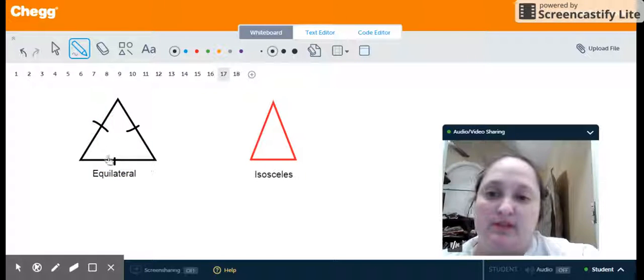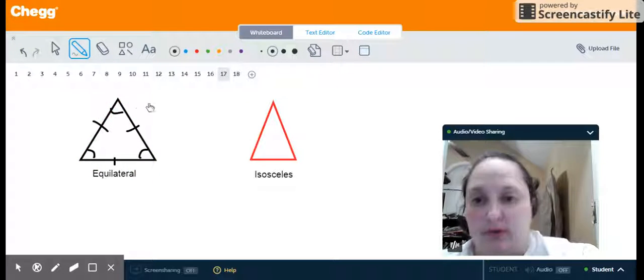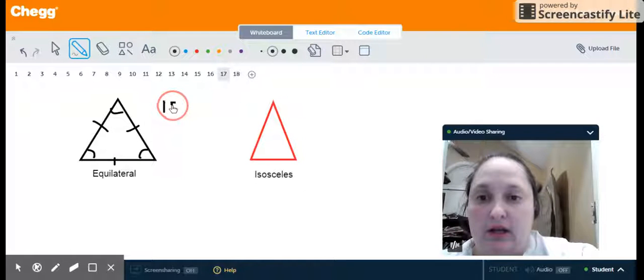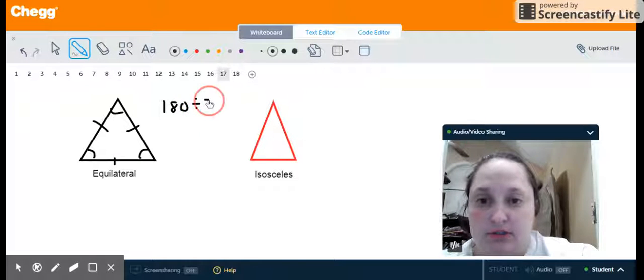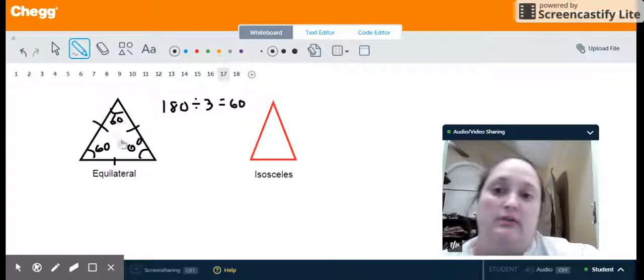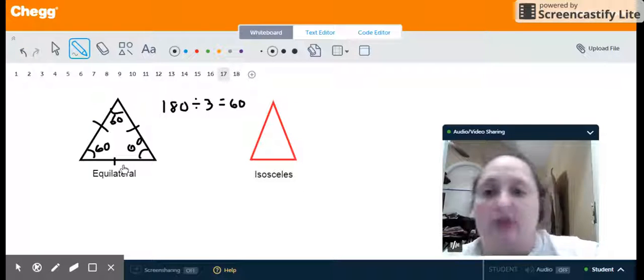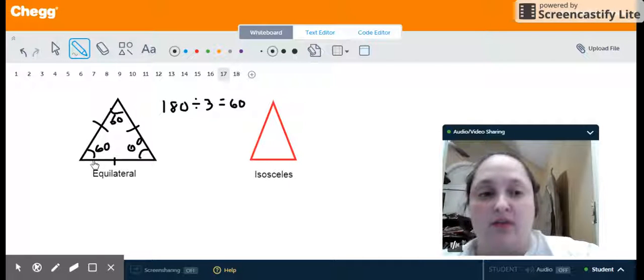And they're also special because the angles are all congruent. Not only are they congruent, they're also equal to something special. We know there's 180 degrees total in a triangle. If I divide that by the total number of angles, which is 3, we'll find that each angle is 60 degrees. This is 60, this one is 60, and this one is 60. This is the case for all equilateral triangles. So an equilateral triangle is a triangle where all 3 sides are congruent and all 3 angles are congruent. So the angles are equiangular and the sides are equilateral.